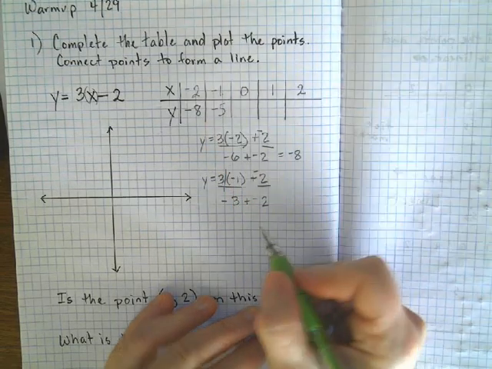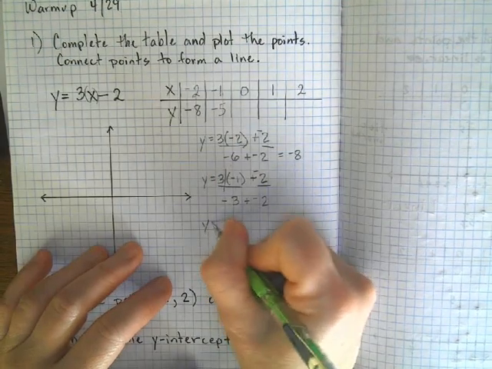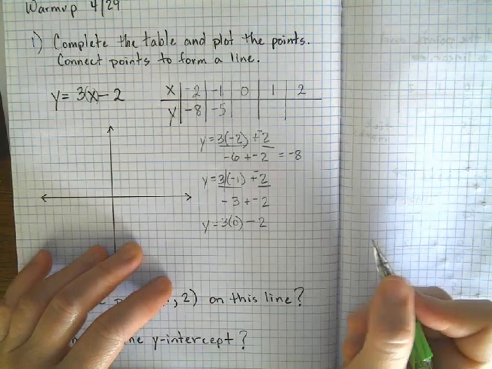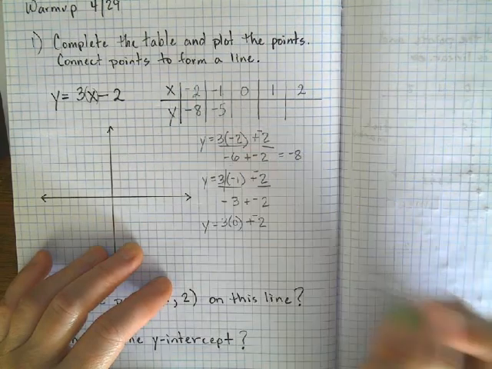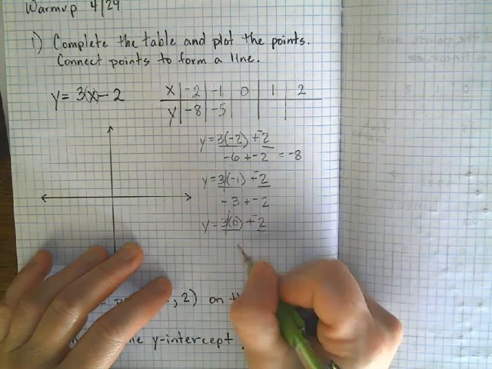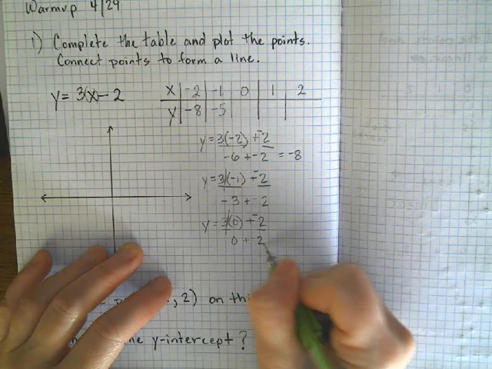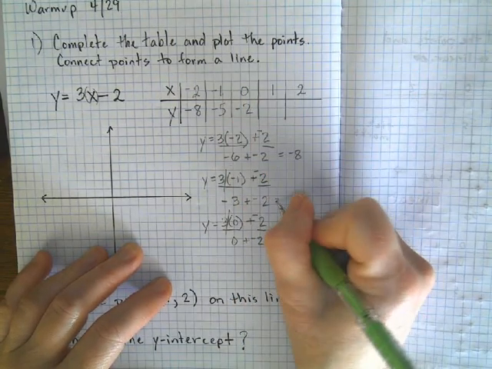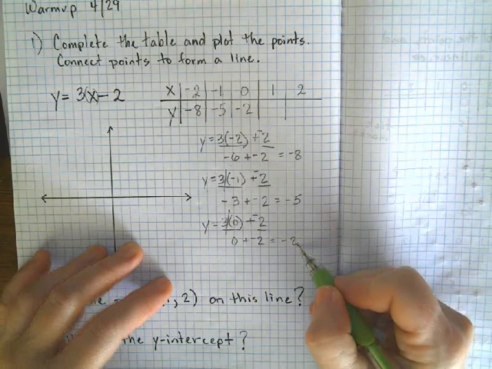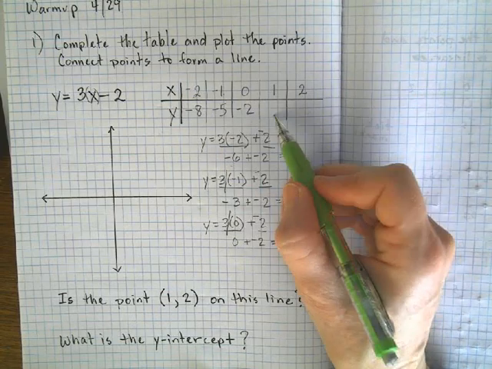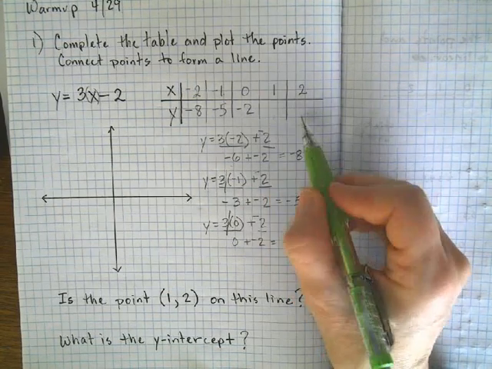Then I'm going to do 0. Y equals 3 times 0 minus 2. I'm going to rewrite and I'm going to parse. 3 times 0 is 0. 0 plus -2 is -2. Oops, I forgot to write this one down. -2 goes with a 0. Okay, I'm going to let you finish the last two. You figure out what goes here and what goes here.